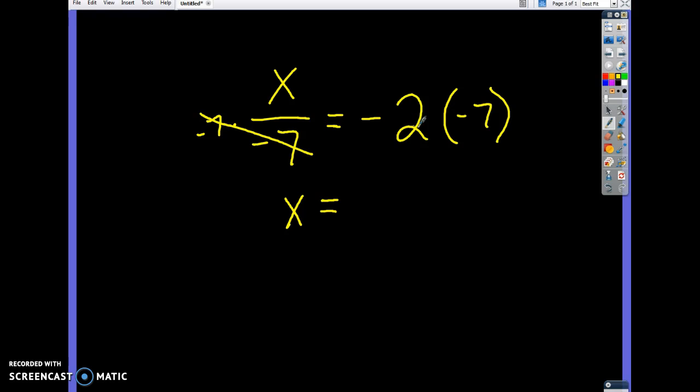Negative 2 times negative 7. I do have a negative times a negative. Whenever we're multiplying and dividing, we use our mystic triangle. A negative times a negative will give us a positive. So, this will be positive 14.